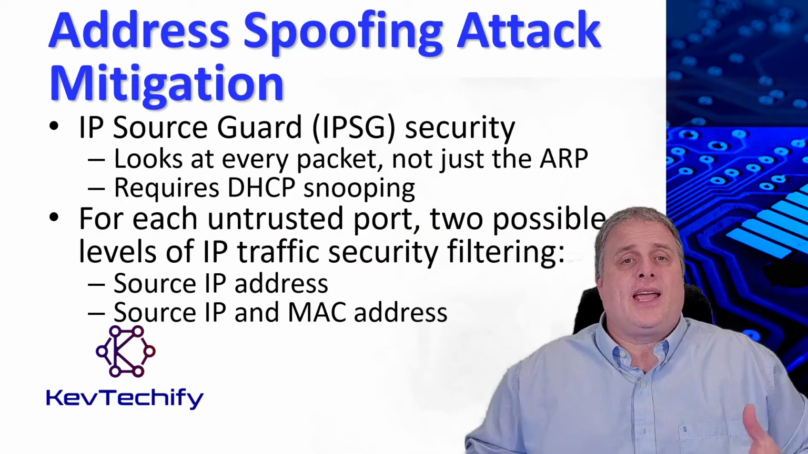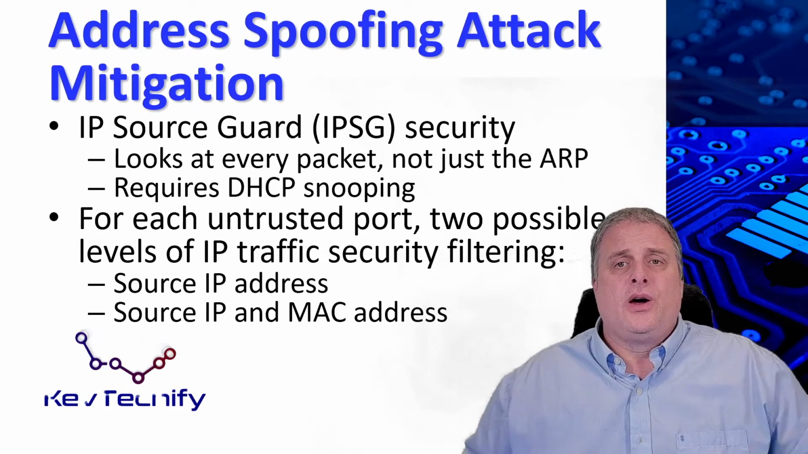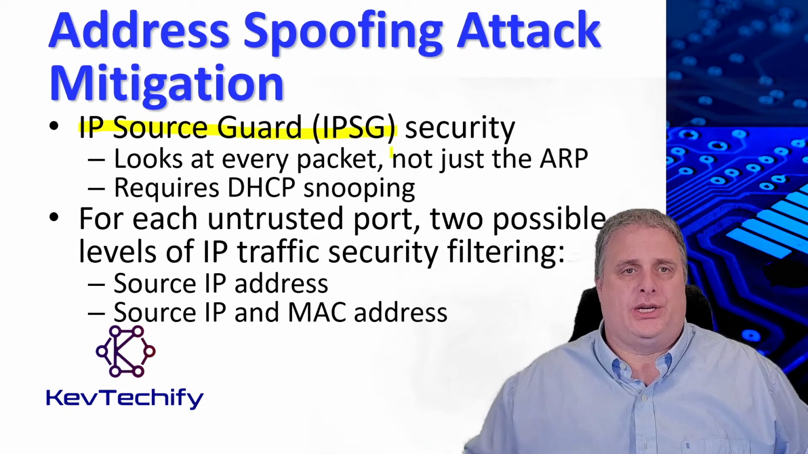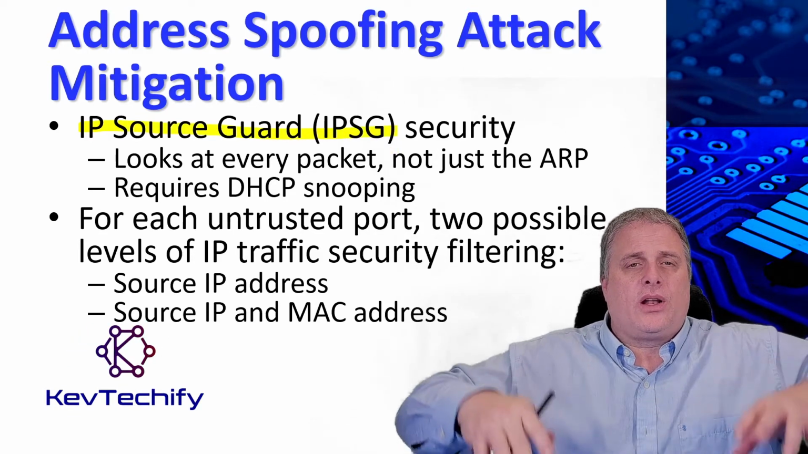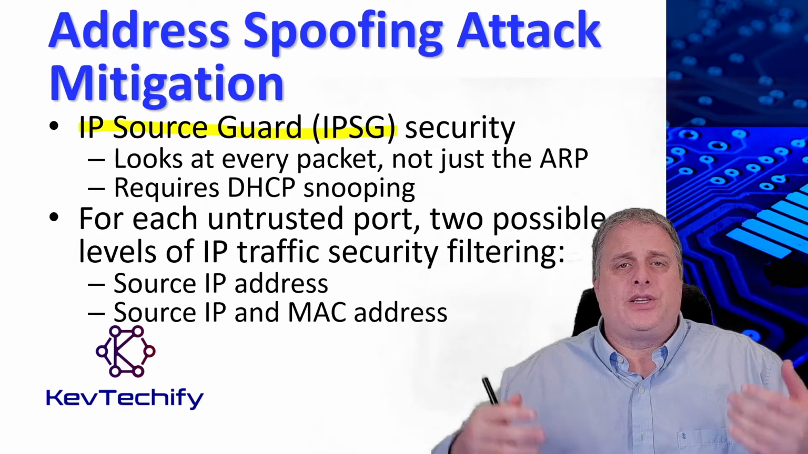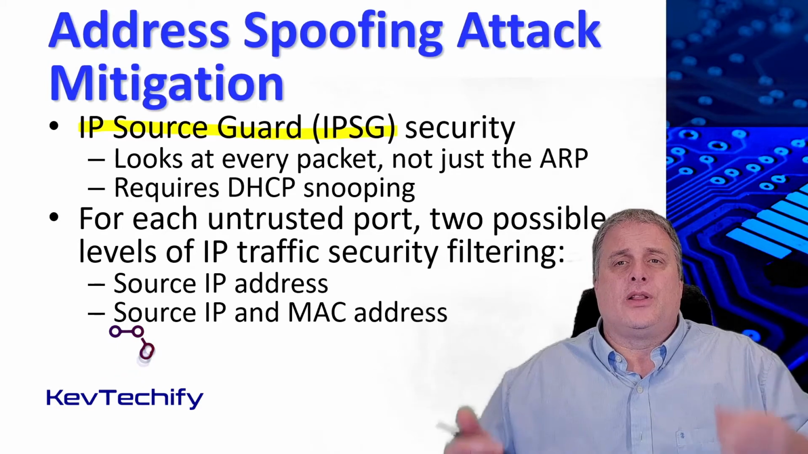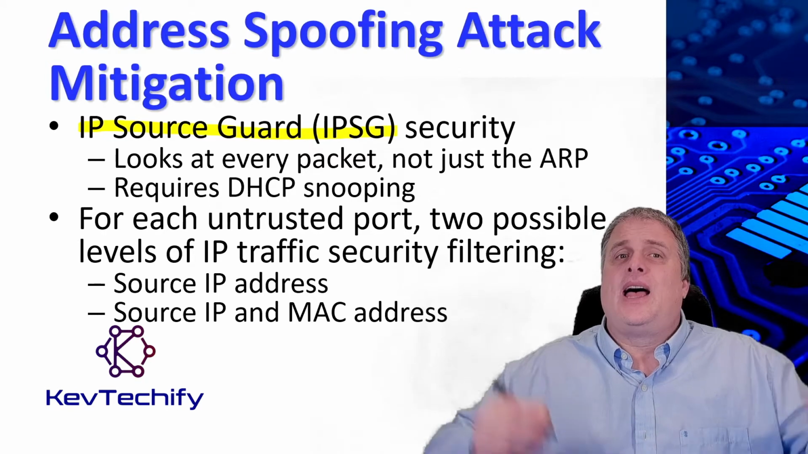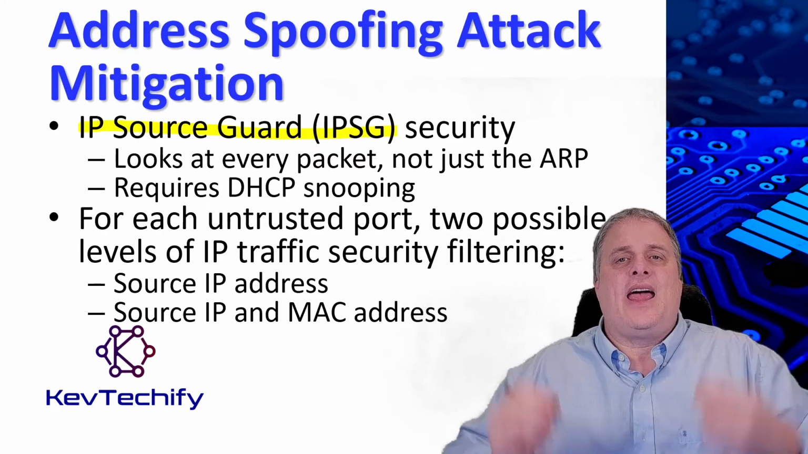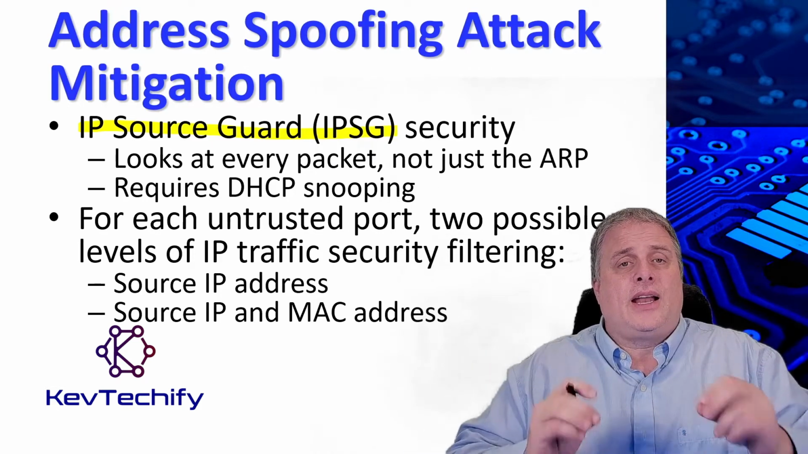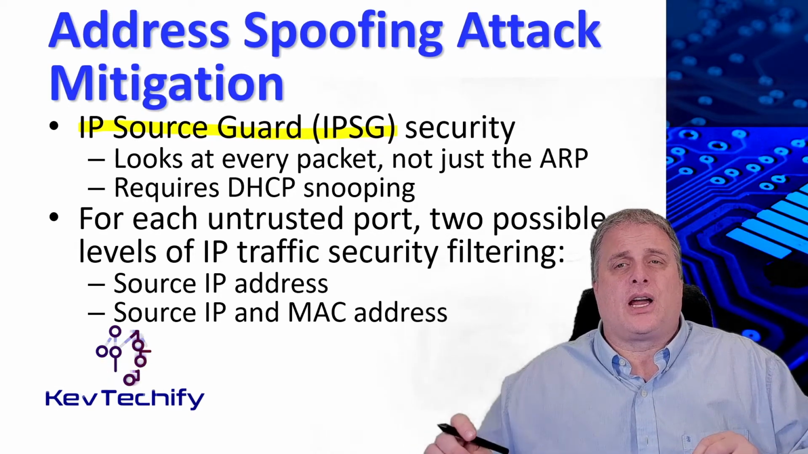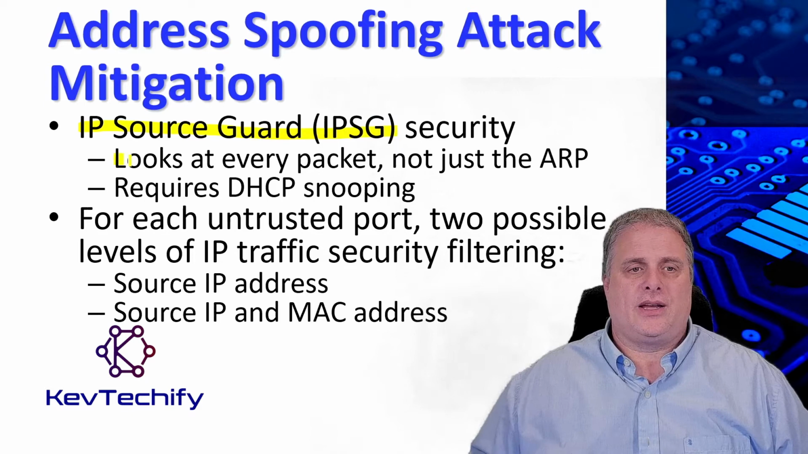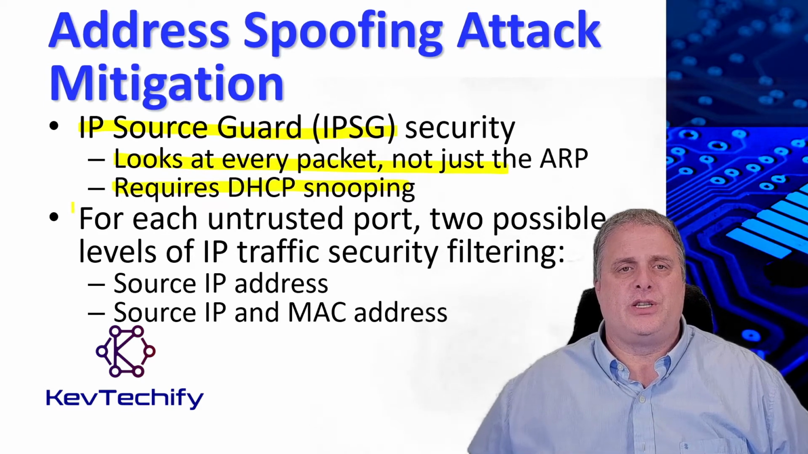To protect against MAC address and IP address spoofing, you can configure IP source guard, IPSG. This is a security feature, and it operates just like dynamic ARP inspection, but it looks at every packet, not just the ARP packet. Dynamic ARP inspection only looks at ARP packets. IPSG looks at every packet. Like dynamic ARP inspection, IP source guard also requires that DHCP snooping is available.